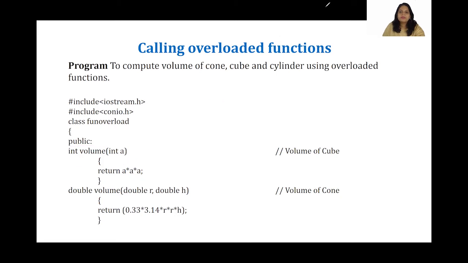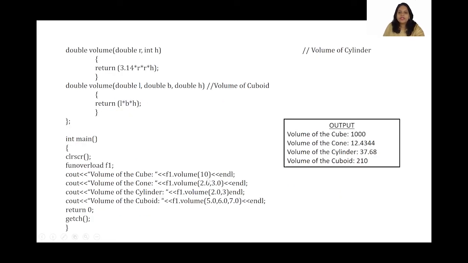So what is going to happen? We are going to calculate 10 into 10 into 10. That is why if you see the output here, we are going to get 1000. That is, this calculation was 10 into 10 into 10. I hope this is clear.